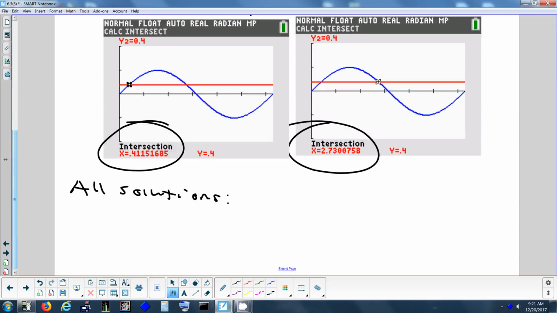So to write all the solutions, you have to start with finding all the solutions in one period, which we've done. So we get 0.411 and 2.730. But they're going to repeat every period. So you could add 2 pi to each of those and get the next answer. You could add another 2 pi, so you could add 4 pi, 6 pi, 8 pi, 10 pi. Keep adding 2 pi over and over, and you'll get all the answers. So what would be an expression that represents all multiples of 2 pi? How would you write that?